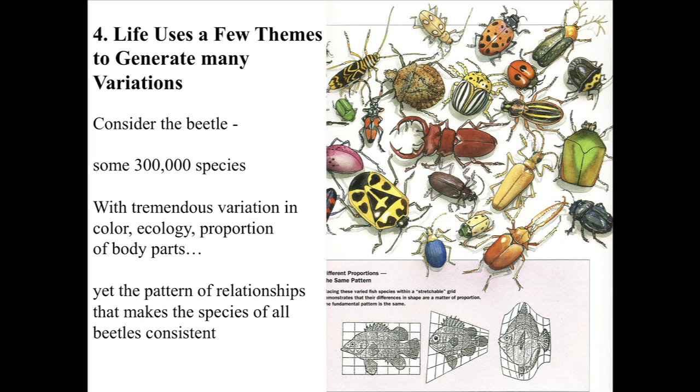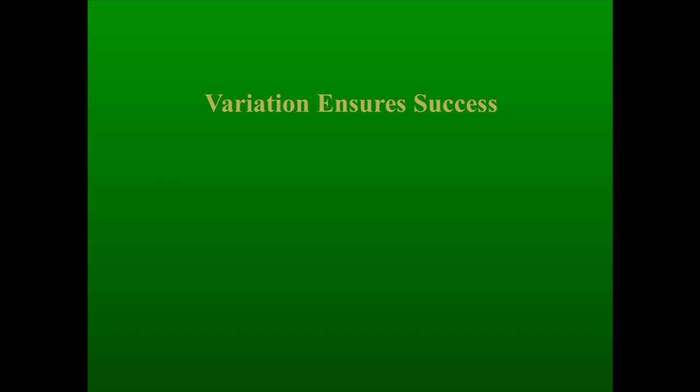So tremendous variation with color, ecology, and proportion, yet the pattern and relationships that drive that underlying genetics and development, and I'll get to that in another lecture about development, and hopefully this will make some sense. But variation ensures success, yes? Life has poured itself into every crack and crevice on this planet. And if you're a beetle of one sort that is successful in one environment, and that environment either changes or it's outcompeted by something else, variation ensures that that species will continue.